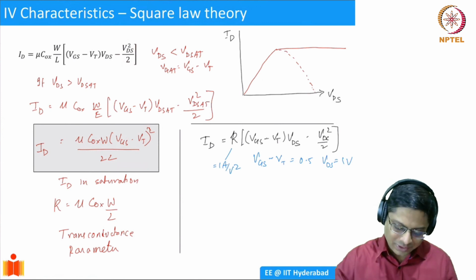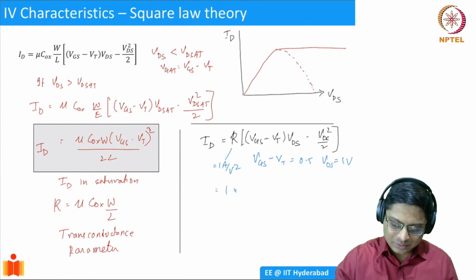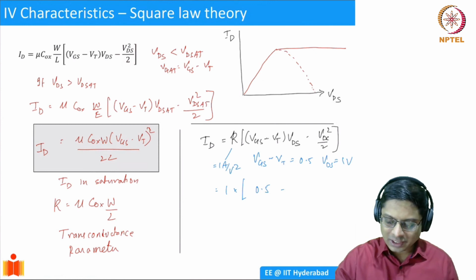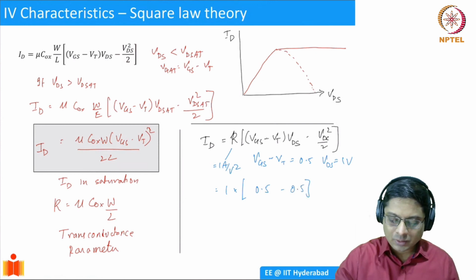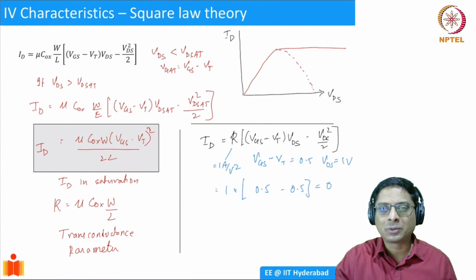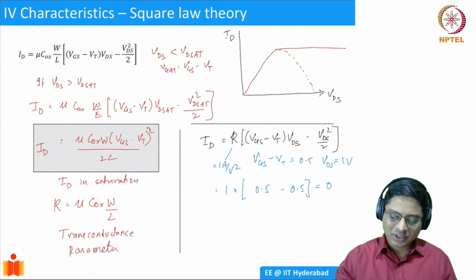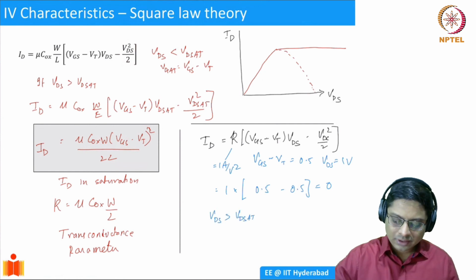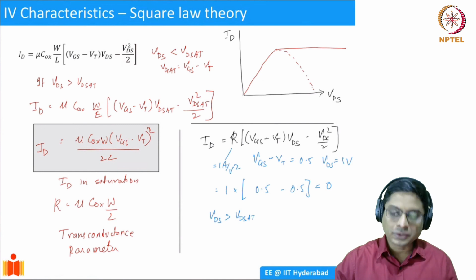What they will do is they'll substitute. So ID is going to be 1 into 0.5 minus 1 divided by 2, right? So 0.5 minus 0.5 equal to 0. They'll say there is no current flowing in the MOSFET, which is not true. This is a kind of small trick question. We should remember that now VDS is greater than VD sat. So we have to change the current expression.